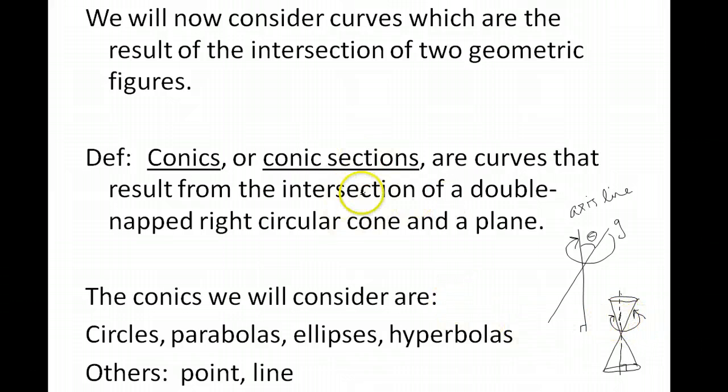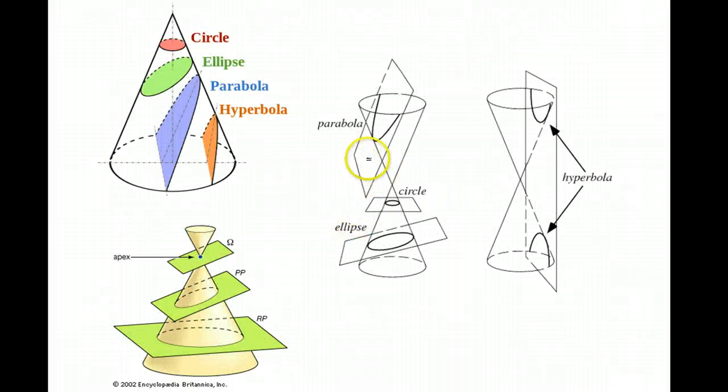So what does it look like when a plane intersects a double napped right circular cone? Here on the left, this top one, we don't have a double napped cone. This is actually just a single napped cone, meaning it's just one part of the cone, just the bottom half. But over here we have the double napped cone. We have the top and the bottom. When you start intersecting it with a plane at different orientations, you get different results. For example, this plane here, when it intersects the double napped cone, makes what's called a parabola.